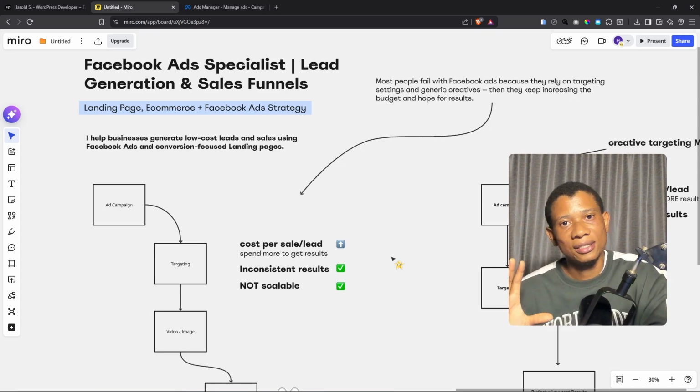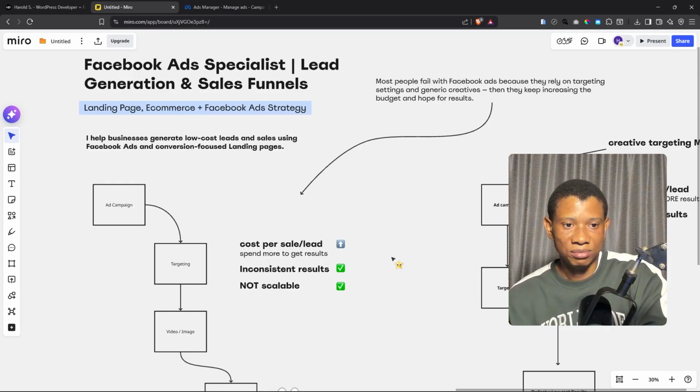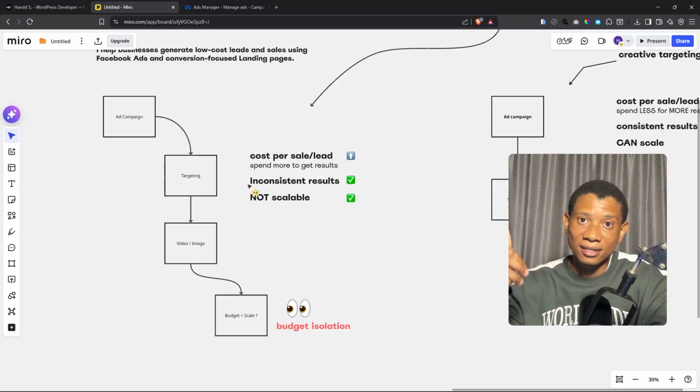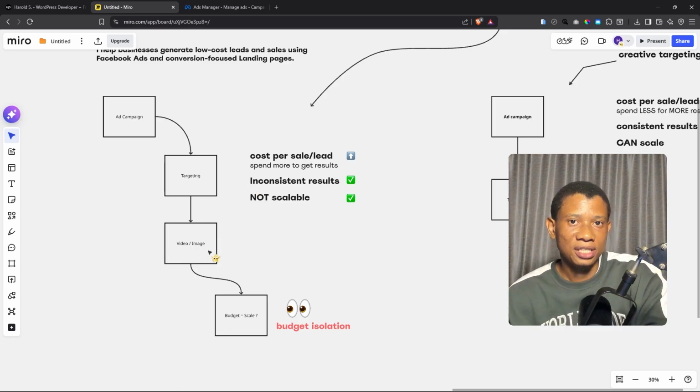So there is a generic or traditional way of setting up Facebook ads, which is just complete chaos, and it leads to a lot of businesses failing with their Facebook ads. Because if we look at how it's set up, it's a campaign structure which relies on targeting through interest targeting, lookalike audiences and exclusions, and also throwing a generic image or video in isolation of the budget. So the budget becomes a bigger piece of this puzzle, which we now rely on for scaling.